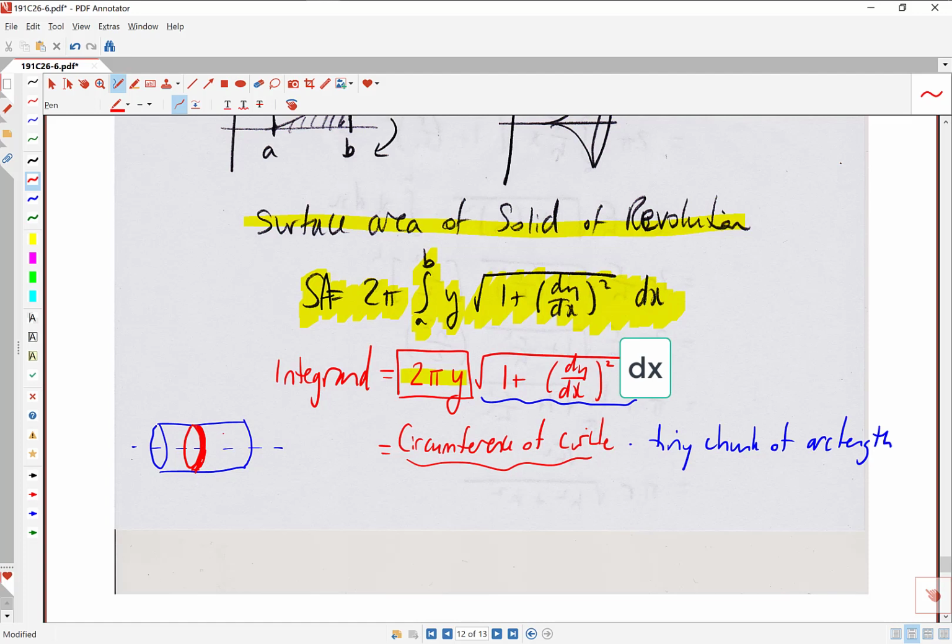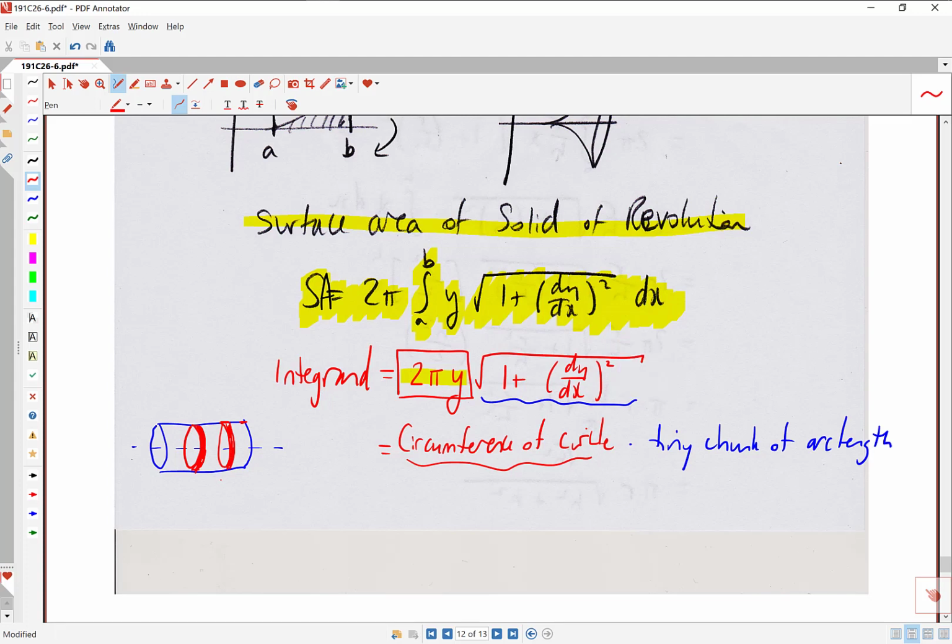And so the idea is that if you take your solid of revolution and you break it up into these little tiny chunks in the x direction, and in each case look at a circle, the circumference of the circle times that little bit of arc length. If you start adding up things like that, then you will get the surface area.